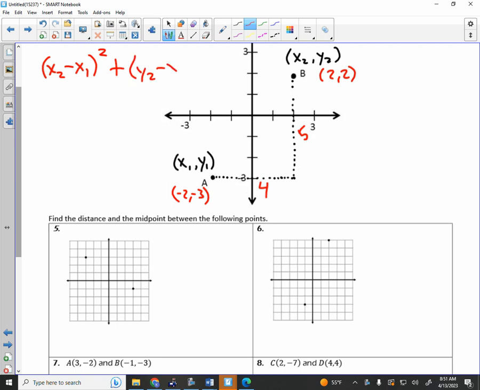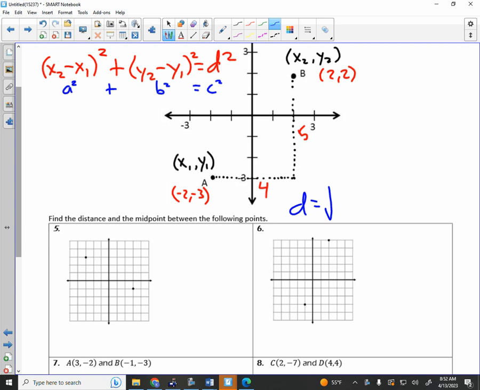So y sub 2 minus y sub 1, and that's equal to your distance squared. Notice it's a squared plus b squared is equal to c squared. We just have different things in those positions. And then if you want to solve for d, you just take the square root of both sides, and you come up with this formula.